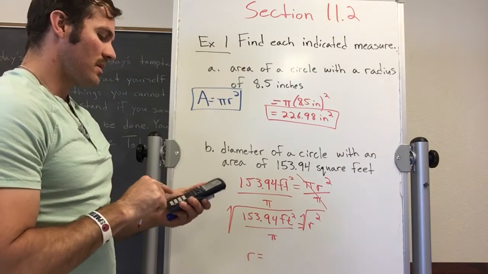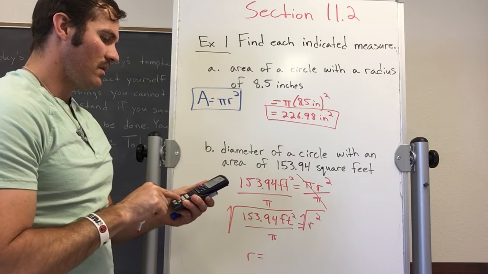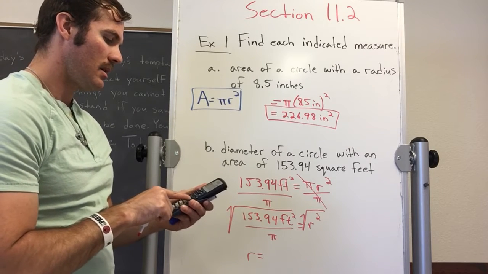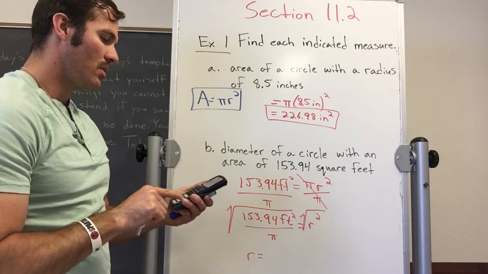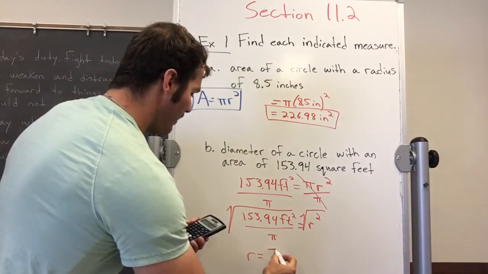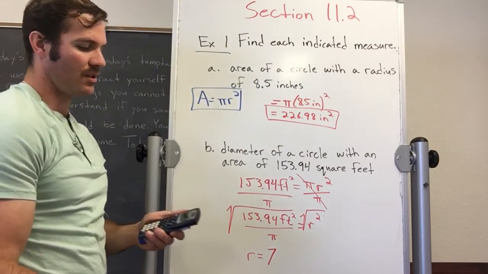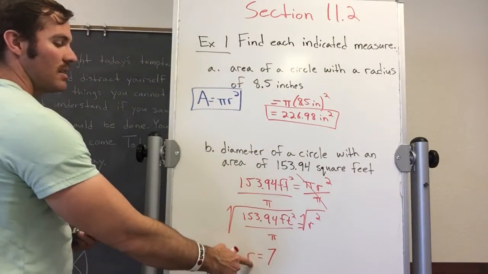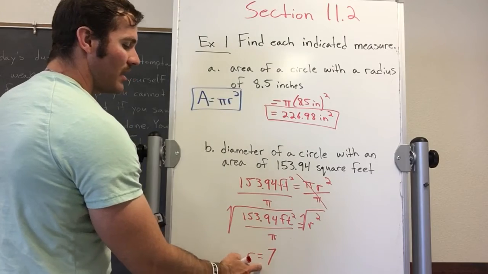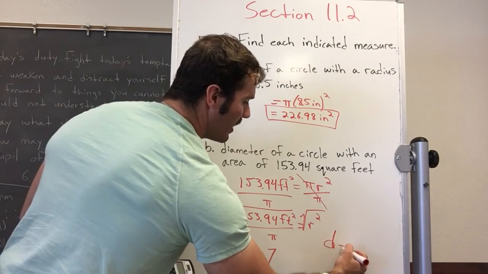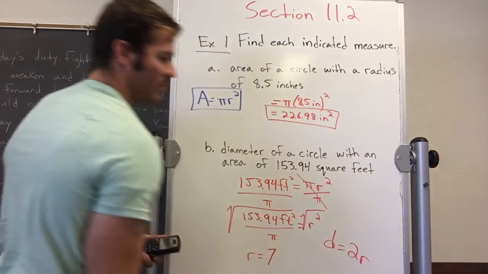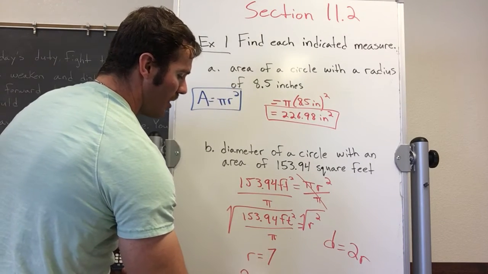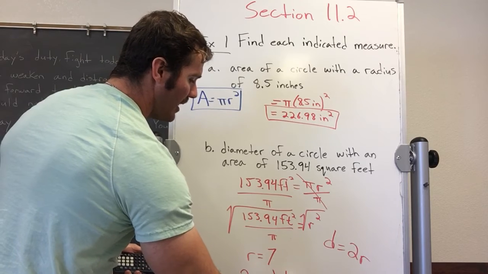Square root, and then a parenthesis comes up, and I'm going to do 153.94 divided by pi, close parentheses, equals 7.0000445, but I'm rounding to 7. That's not my answer, that's just the radius. I have to multiply this by 2 because the diameter is 2r. So if I multiply this by 2, 2r is going to be 14.